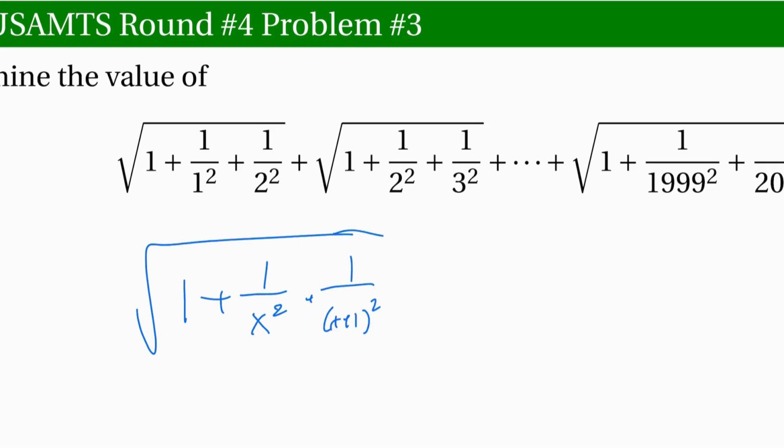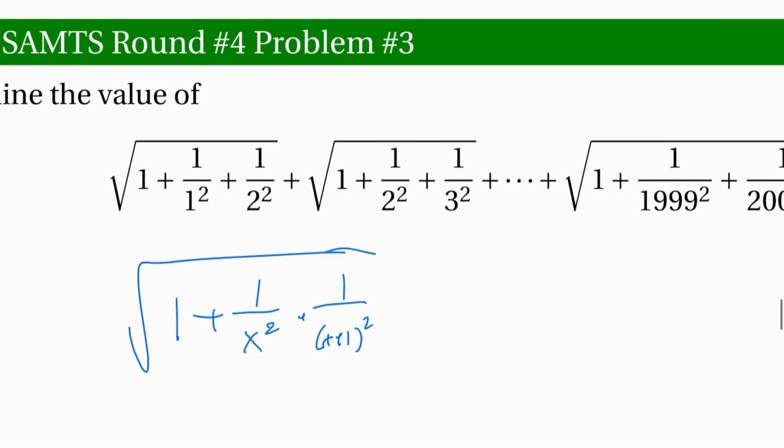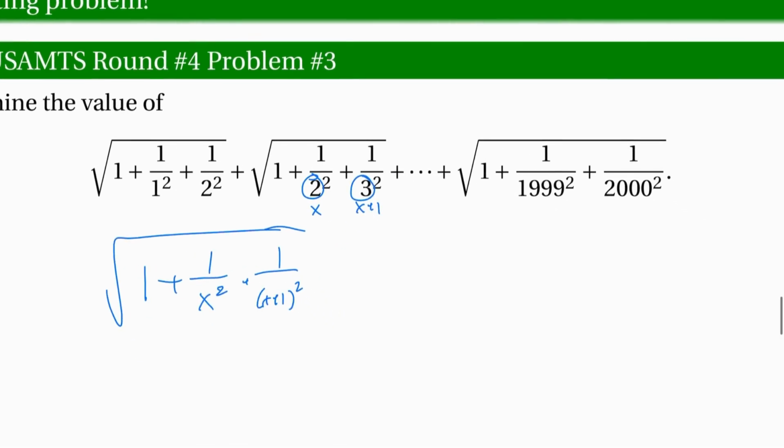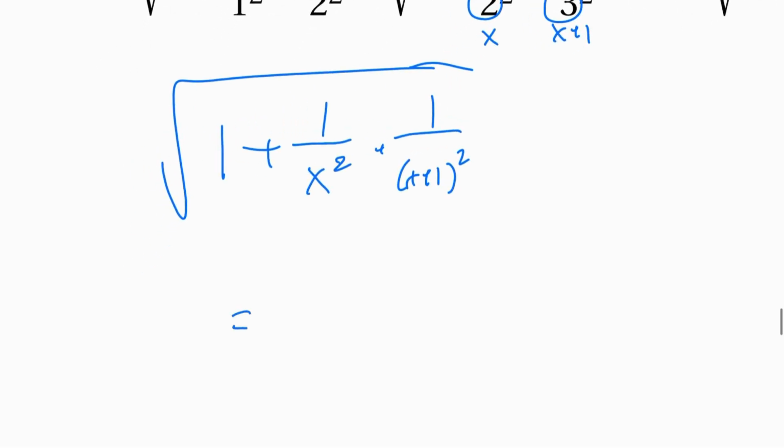You can notice that this is the common term. Each term, you're basically setting this as x and then this as x plus 1. The two denominators here would be consecutive. So let's see how this helps us.